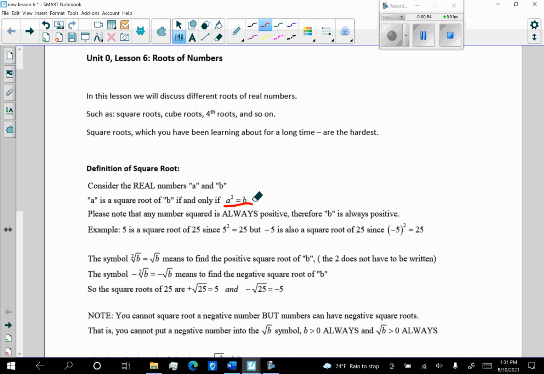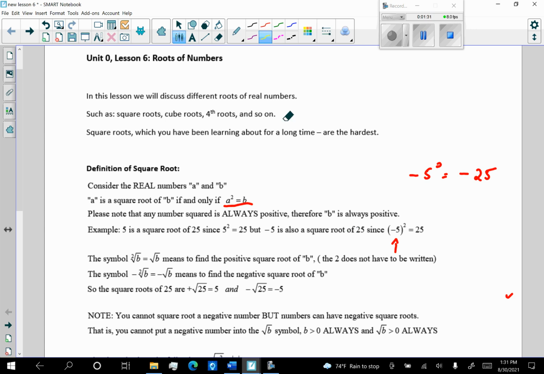Example, 5 is a square root of 25 since 5 squared is 25. But negative 5 is also a square root of 25 since, in parentheses, negative 5 squared is 25. Please make note that this negative is inside the parentheses there. This, as a side note, that's negative 25. Okay? But negative 5 squared is 25.